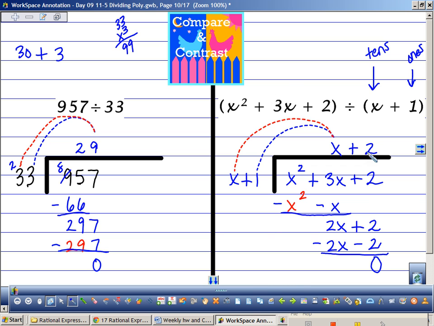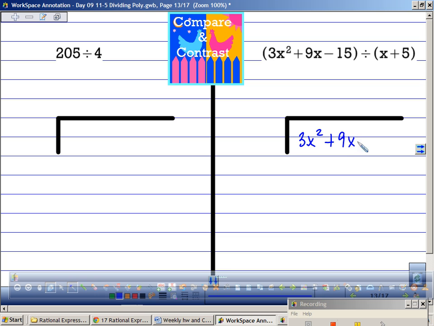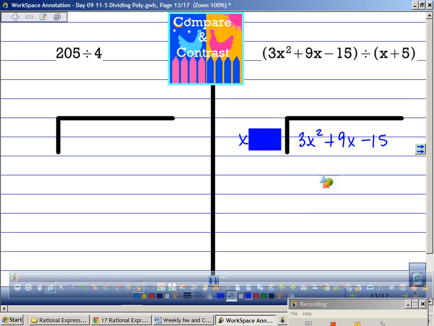Okay, so copy this one down, and then we'll try another one. All right, let's try another one. I'm not going to do this one. I'm just going to do this one. So I have 3x squared plus 9x minus 15, all divided by x plus 5. So what am I going to concentrate on first, Levi? What am I going to cover up? You're going to cover up the 5, and then you're going to cover up the last two.